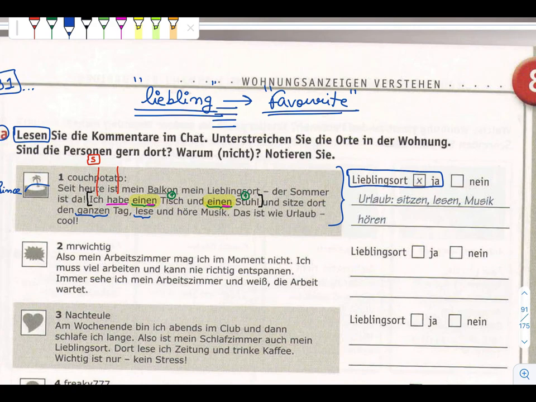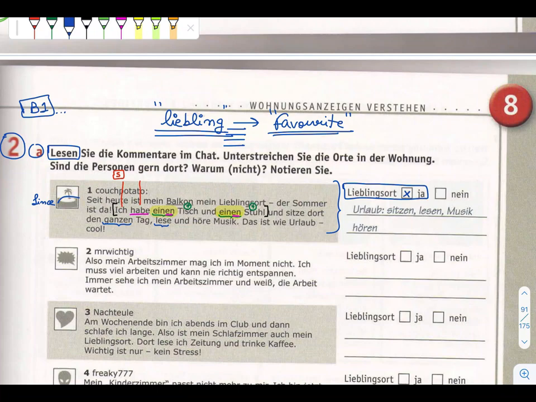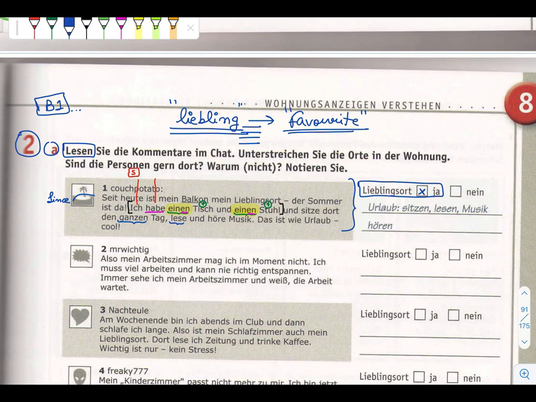Does he have a Lieblings place? They said it here already, yeah. That's why it is crossed. And then, what is the Lieblingsort here? That is Urlaub, they discuss then sitzen, lesen, Musik und hören. So you can also say here Lieblingsort is Balkon. So Nummer zwei.